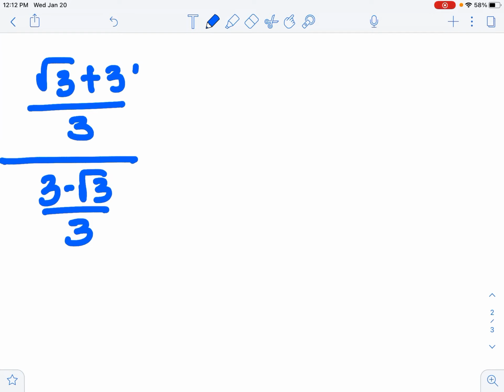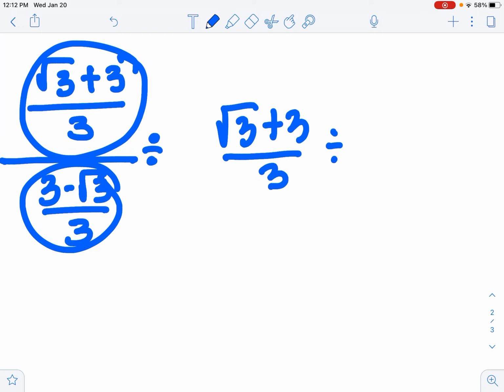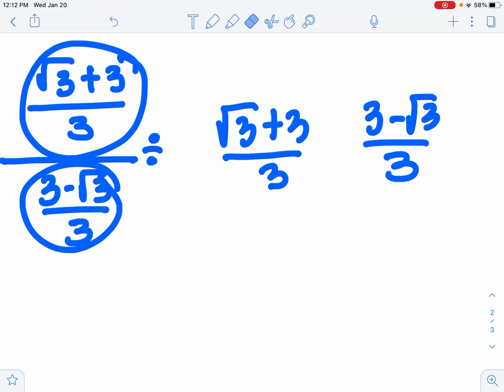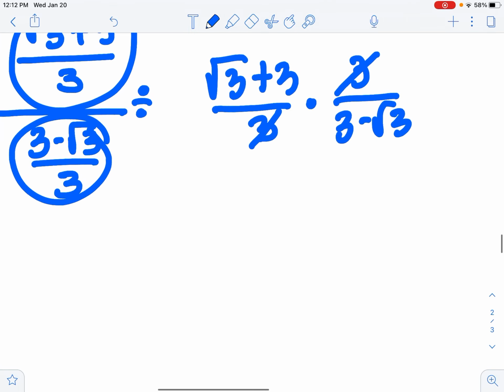So now you have this as an answer, which is just horrific looking. So what I'm going to do is I'm going to do this divided by this. I'm going to 3rd grade math it. Root 3 plus 3 over 3 divided by 3 minus root 3 over 3. And remember, I don't divide fractions, so I'm going to multiply by the reciprocal. So I'm going to change this to multiplication, and I'm going to flip that. So I'm going to do times 3 over 3 minus root 3.